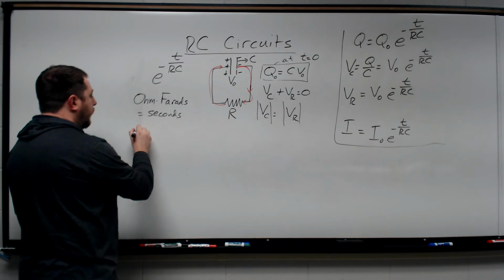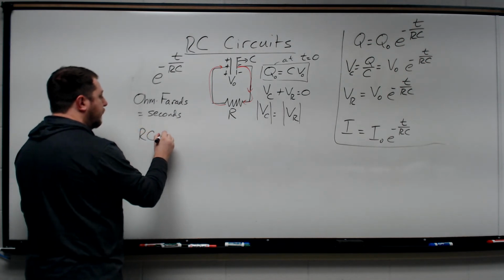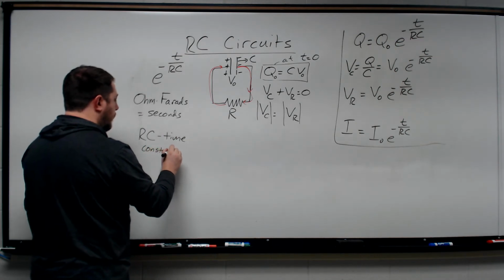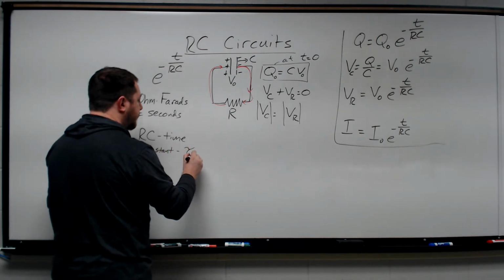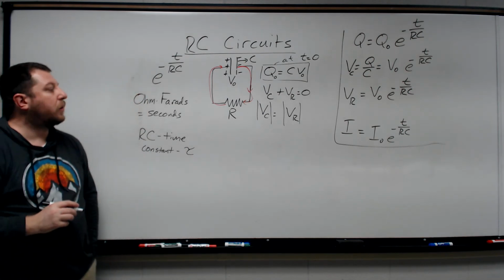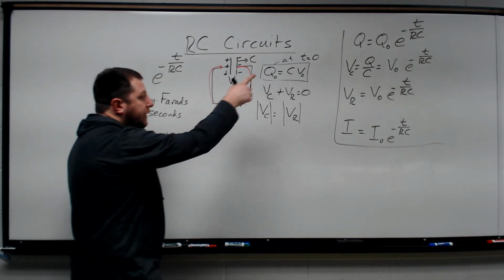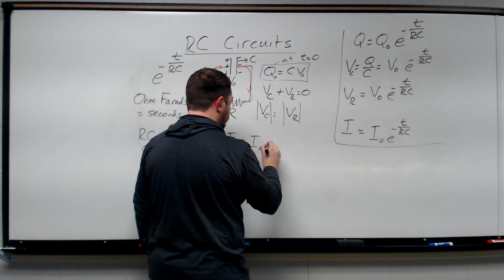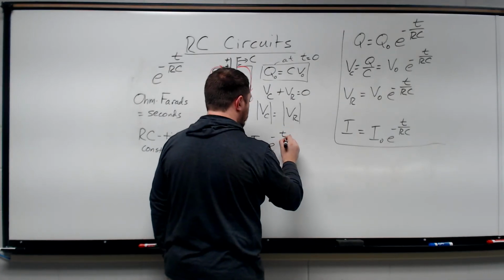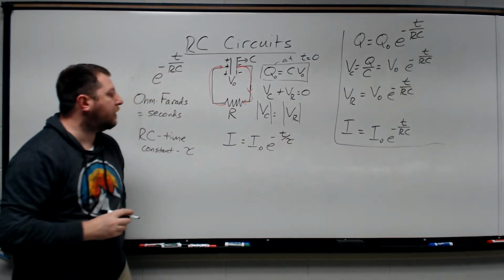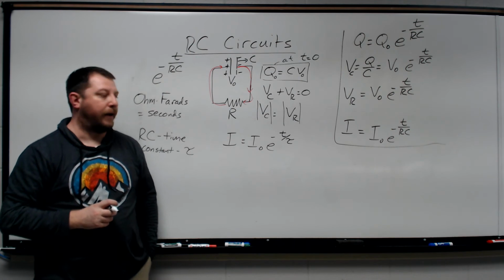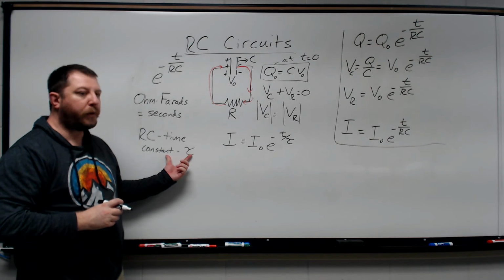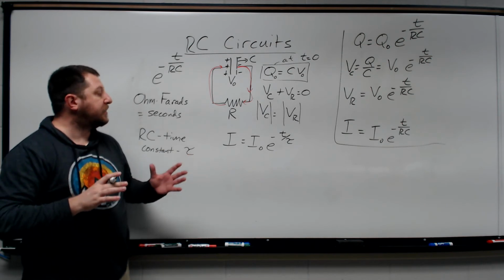And further, we call this quantity RC the time constant. And we often label it with the Greek letter tau. Okay? So oftentimes what you will see is an equation written like this: I naught times e to the negative t over tau. And tau is just the value of RC. Okay, so what is the time constant?